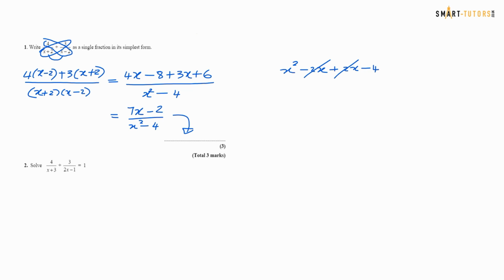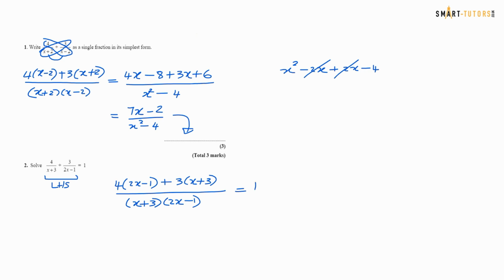Question number 2. Solve 4 over x plus 3 plus 3 over 2x minus 1 equals 1. Solve means you need to find the answer for x. So first of all, let me do the left hand side. The normal method: 4 is going to be multiplied by 2x minus 1 plus 3 is going to be multiplied by x plus 3. Underneath is x plus 3 times 2x minus 1 equals 1.